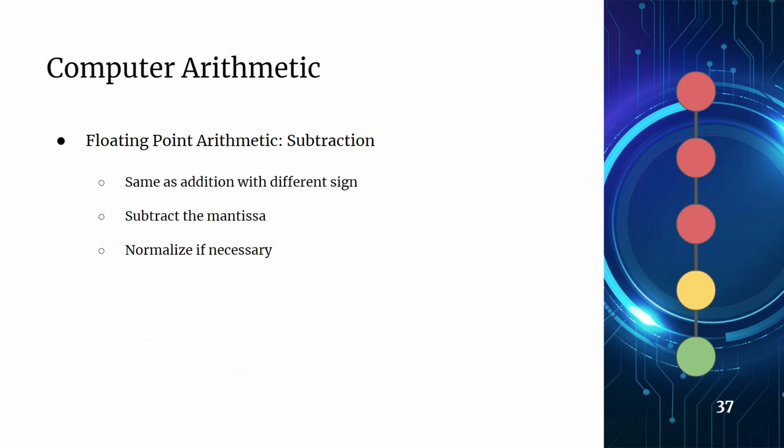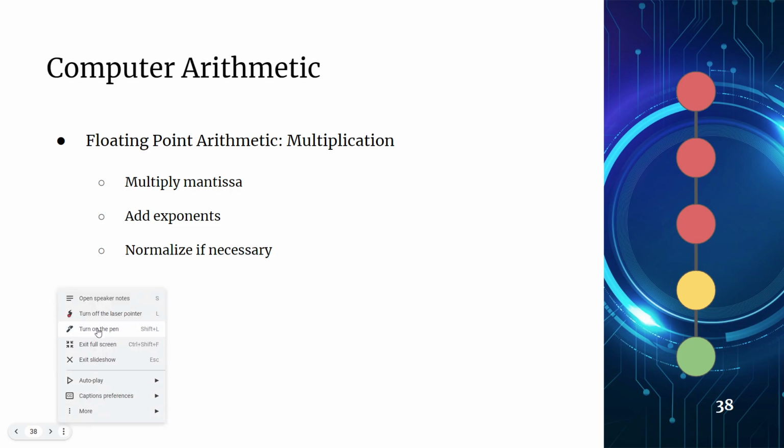Next up is the subtraction. All the steps are the same, just the difference is to subtract the mantissa rather than adding it. And in the next part we have floating point arithmetic of multiplication. This is a little different once again, so let's have another example about it.